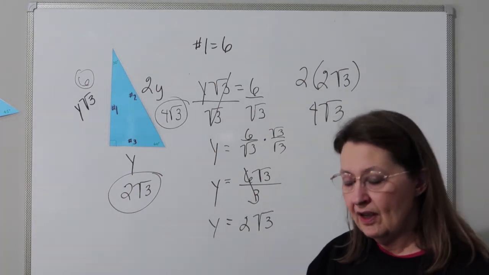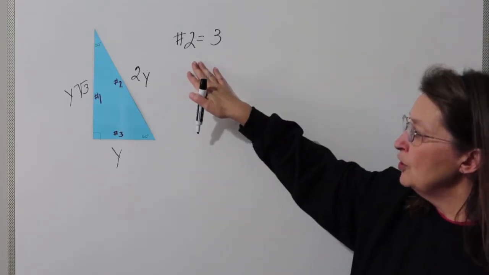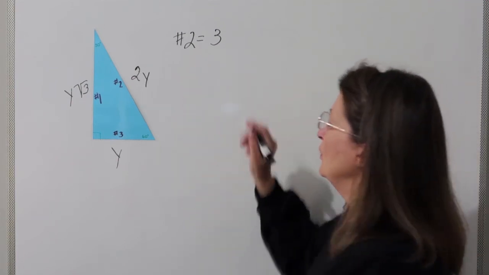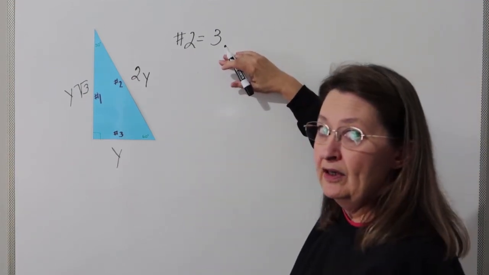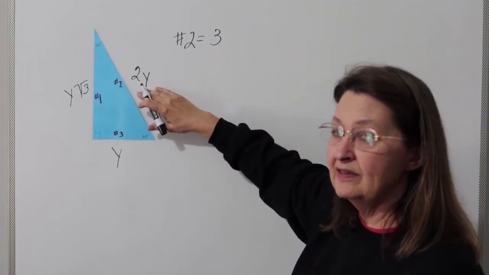Let's look at the next scenario. In this problem, we're given that side number 2, which is our hypotenuse, is equal to 3. So, take the value you are given and make an equation using the variable expression for that side.